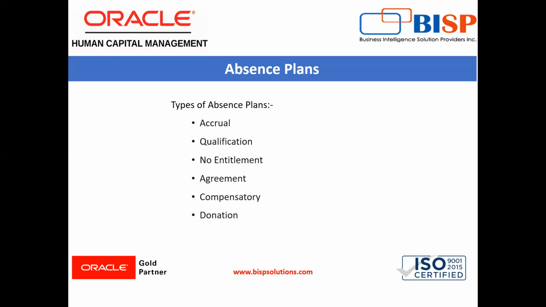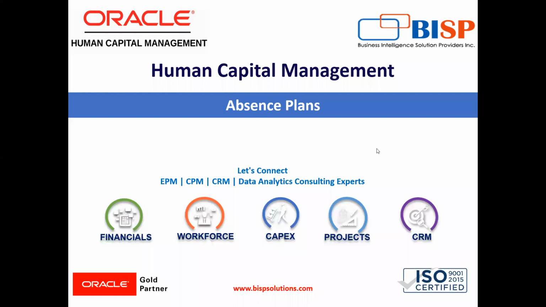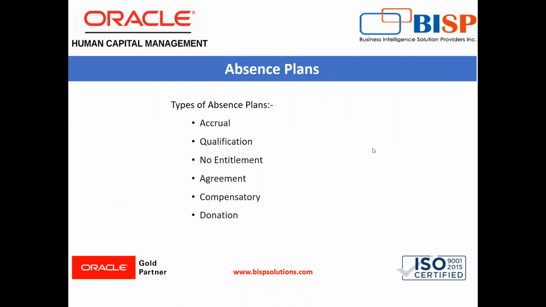And the last is the donation plan. This type of absence plan tracks donated time that a worker receives. A worker can donate their accrual plan balance to a co-worker who needs additional time off and is eligible to receive the donated time. So these are the absence plans.